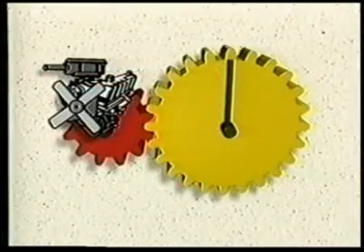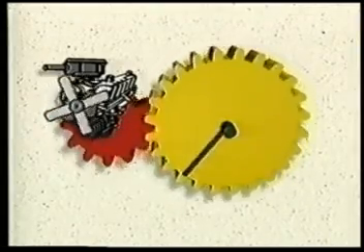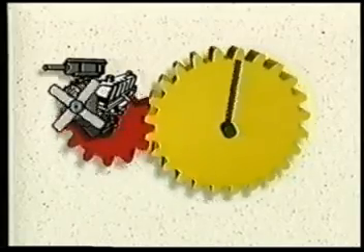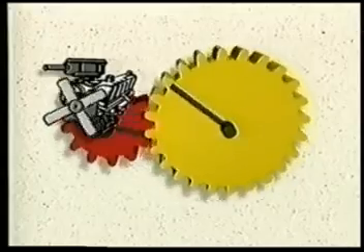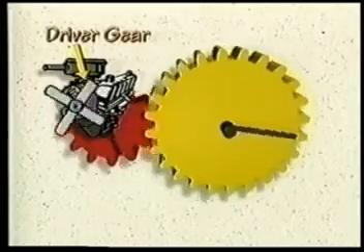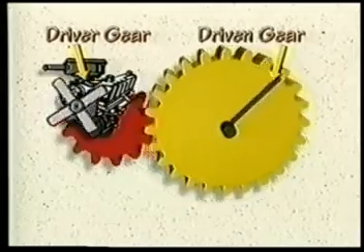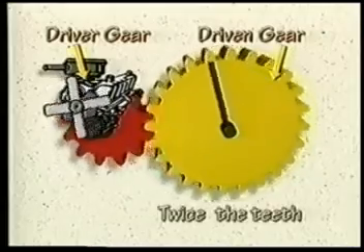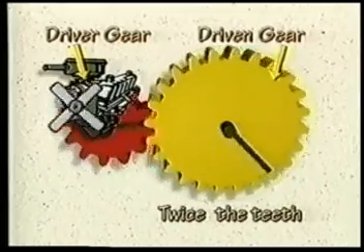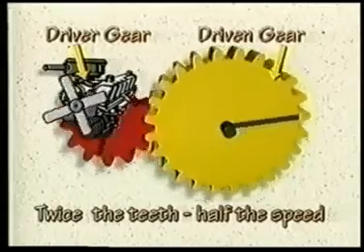When a gear is connected to a power source, like an electric motor or a car engine, it's called the driver gear. The gear to which it's meshed is called the driven gear. In this case, the red 12-tooth gear on the left is the driver gear, and the yellow 24-tooth gear on the right is the driven gear. Because the yellow gear is twice as large as the red gear and has twice as many teeth, it rotates at only half the speed of the 12-tooth driver gear.